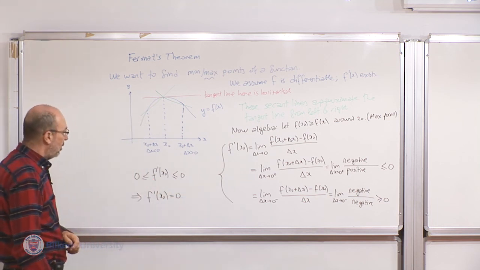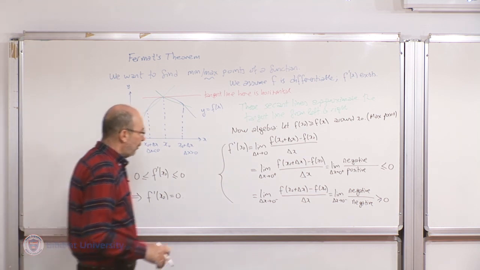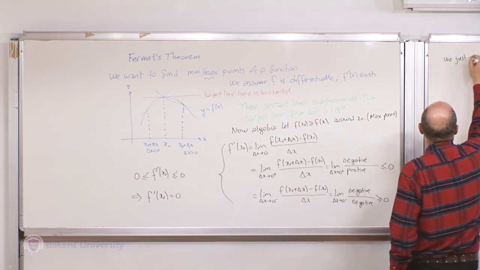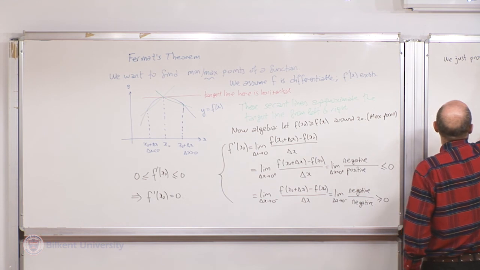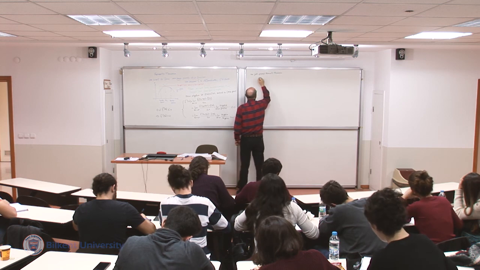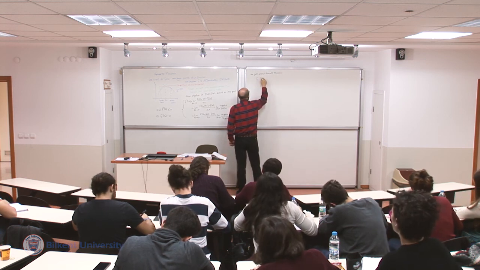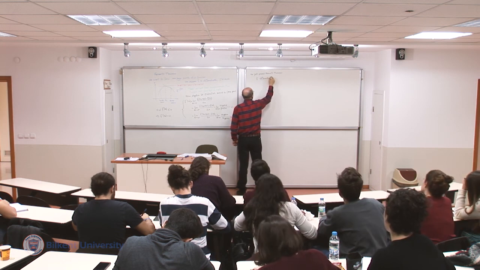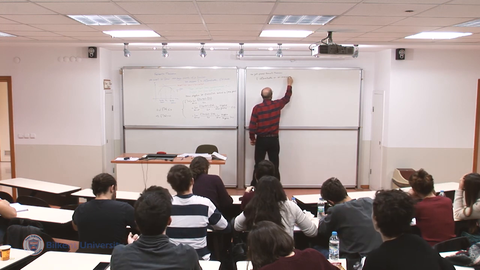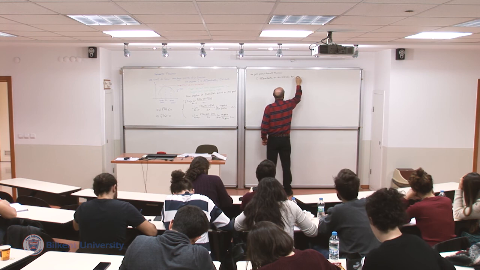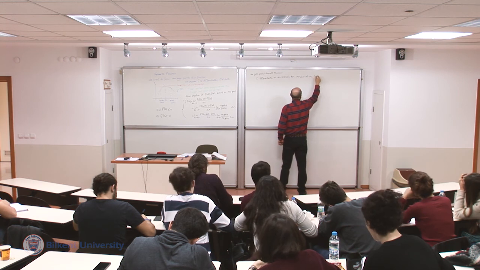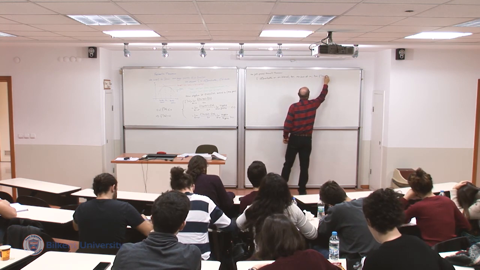Okay, so this is Fermat's theorem. So we just proved Fermat's theorem. Okay, so if f is differentiable on an interval and has a min or max at x sub 0, then f prime x sub 0 equals 0.